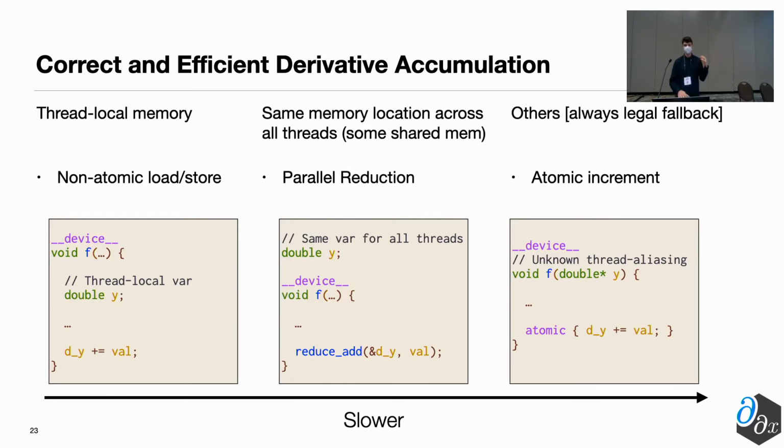If we have thread-local memory locations, such as registers, we can just fall back to a non-atomic load and store, since there is no race. If we have the same location across multiple threads, as may exist with shared memory, you can do a parallel reduction, and that's quite efficient. And finally, if you don't know anything else about what's going on, for instance, as may be the case in various types of accesses to global memory, we can always just fall back to an atomic increment.